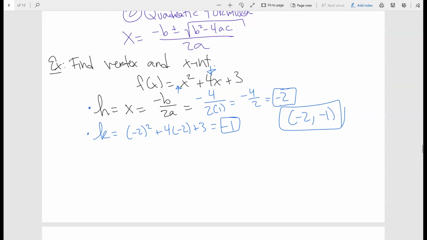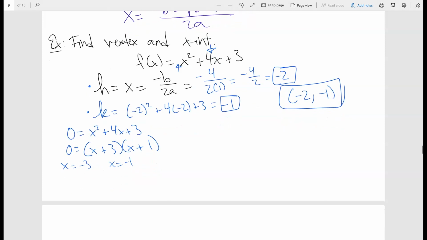Now the x-intercepts. Remember, y equals 0. So you have 0 equals x squared plus 4x plus 3. Can this be factored? Yes, it can. This factors as x plus 3 times x plus 1. So here you get x equals negative 3 and x equals negative 1. That means my x-intercepts are negative 3 comma 0 and negative 1 comma 0. Here are my x-intercepts.